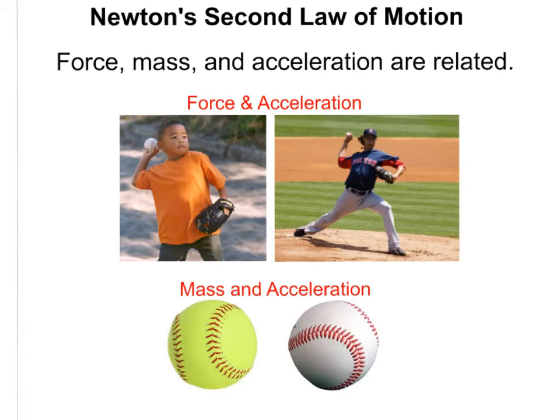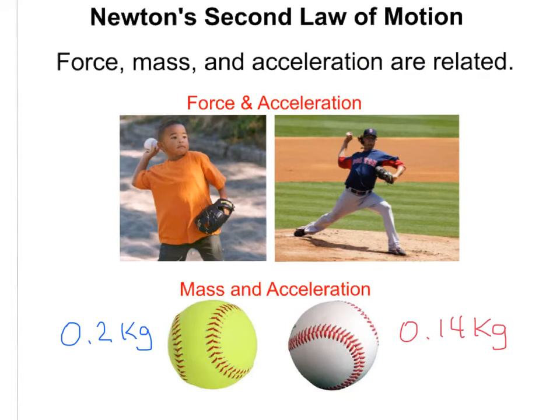Now let's look at the relationship between mass and acceleration. Let's use kind of a similar scenario here. We're going to talk about a baseball versus a softball. A softball has a mass of about 0.2 kilograms. A baseball, on the other hand, has a mass of 0.14 kilograms.